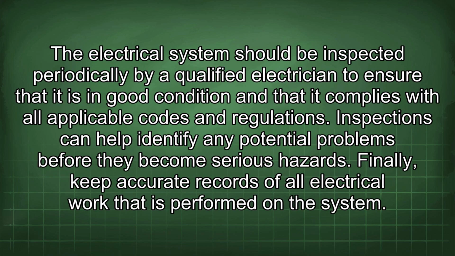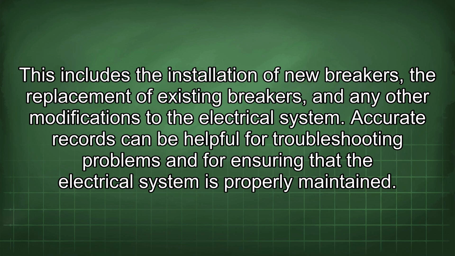The electrical system should be inspected periodically by a qualified electrician to ensure that it is in good condition and that it complies with all applicable codes and regulations. Inspections can help identify any potential problems before they become serious hazards. Finally, keep accurate records of all electrical work that is performed on the system. This includes the installation of new breakers, the replacement of existing breakers, and any other modifications to the electrical system. Accurate records can be helpful for troubleshooting problems and for ensuring that the electrical system is properly maintained.